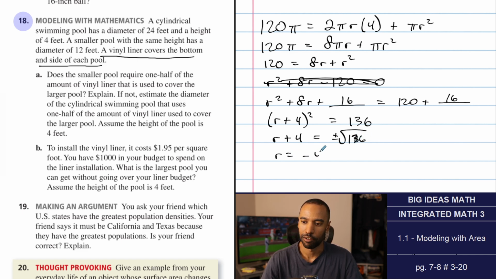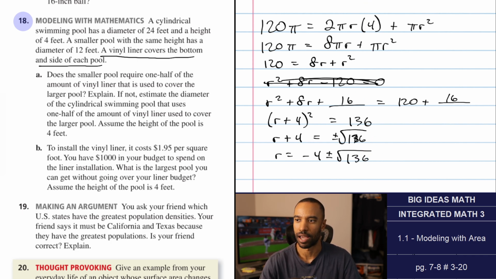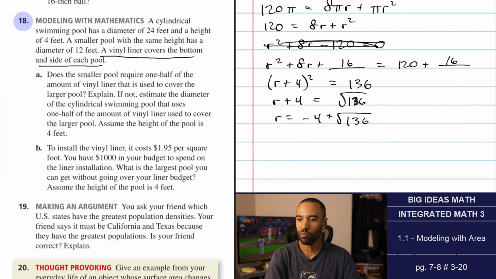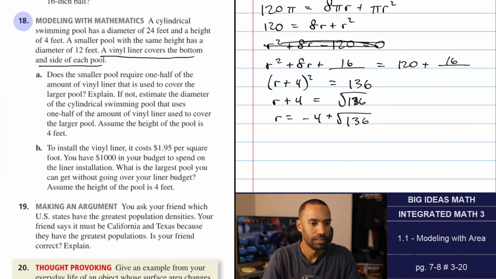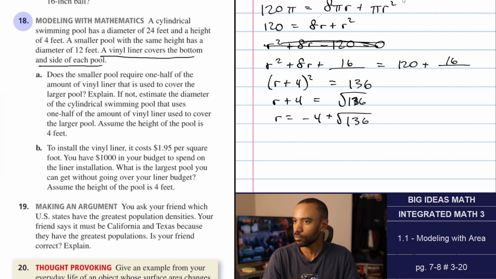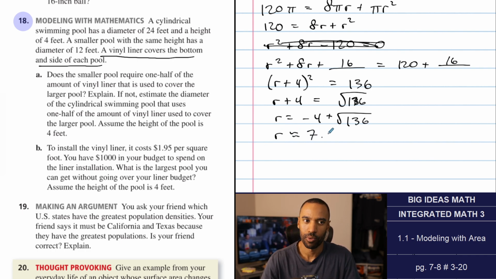And r is negative 4 plus or minus the square root of 136. Now I'll tell you right now that the minus won't apply, so I'll just use the plus. So negative 4 plus square root of 136 is 7.66. r is around 7.66 feet. Now they need a diameter, so we've got to double that.